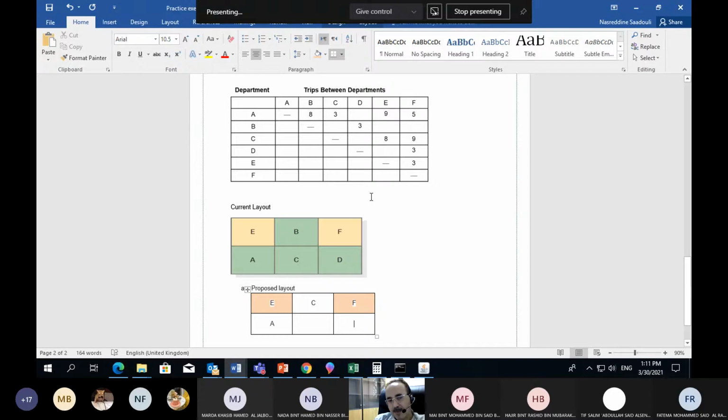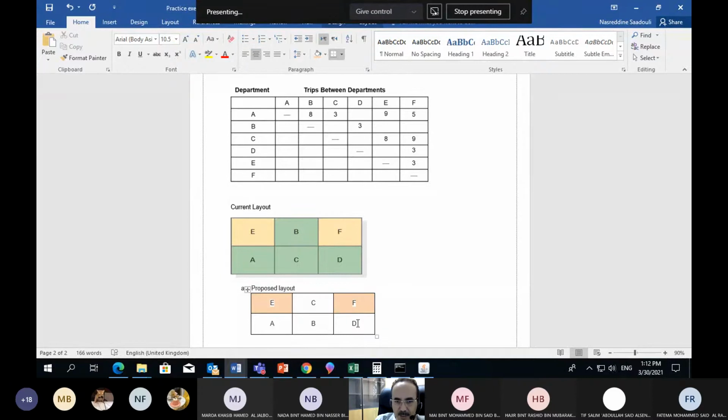Now, we have B and D left. We look at the closeness factors. The closeness factor between A and B is very high. So, if possible, put B as close as possible to A. The closest to A is right here, is B. Which means that for the last slot, the last location, this is where D goes. Okay, so you see what we did?